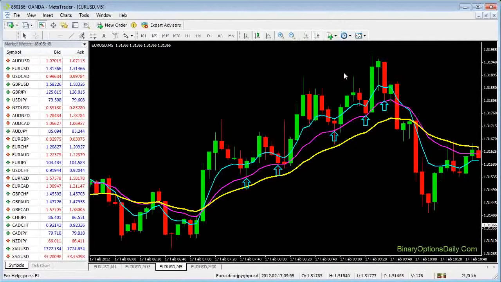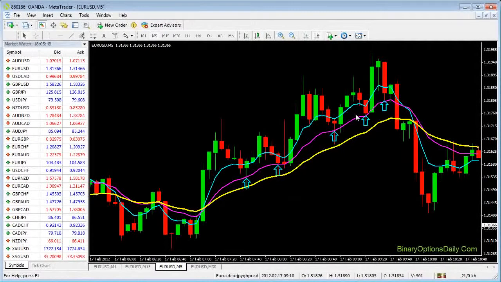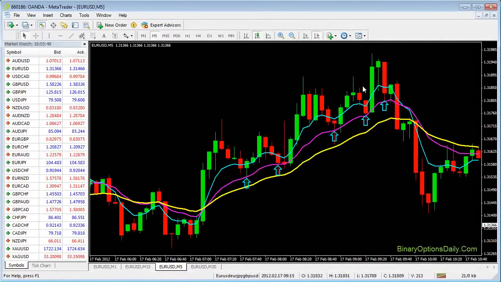And essentially, with these moving averages, what we're looking for is just to try to stay with the trend. That's where a lot of traders get into real trouble, is they're trying to play reversals against the trend. And if you keep playing against the trend, it's going to end up biting you pretty hard. So what we try to do is stick with the trend.